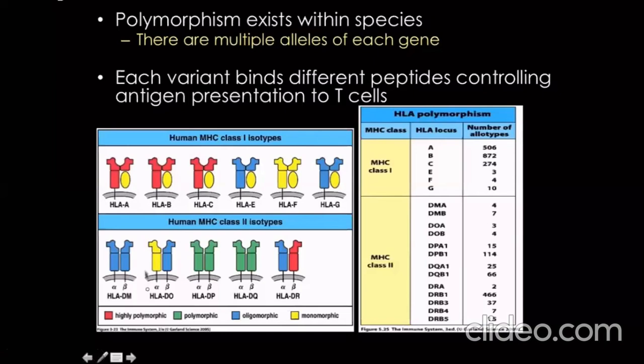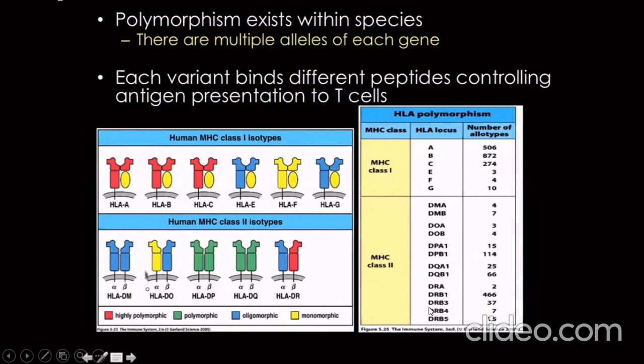So we have discussed in last class, there is polymorphism within species. There are multiple alleles for each gene, and it differs from species to species, human to human. And each variant binds different peptides, controlling different antigen presentation to the T cells. So the peptides are nothing but the foreign molecules. The MHCs bind to the peptide. Each MHC will bind to each different peptide, and the combination is what suggests MHC restriction. There will be a unique ternary complex, a unique match for each of those. How they do that, we already discussed in last class.